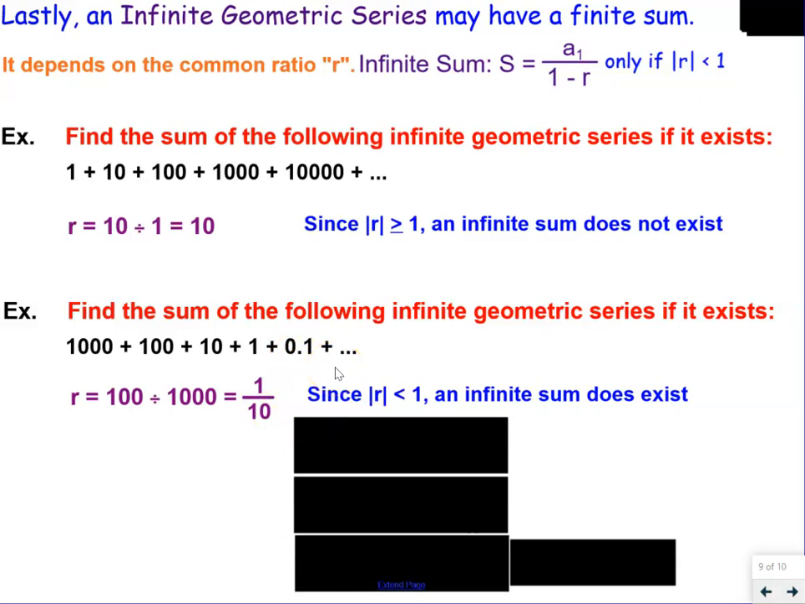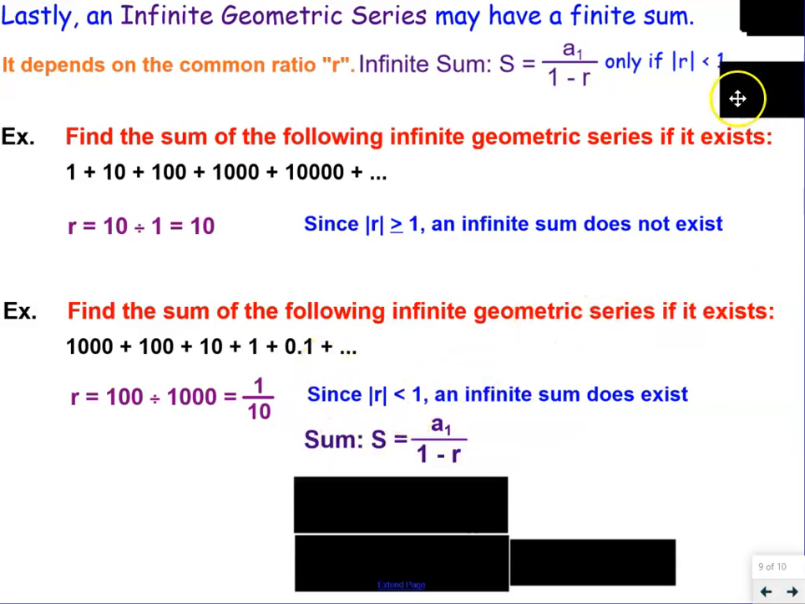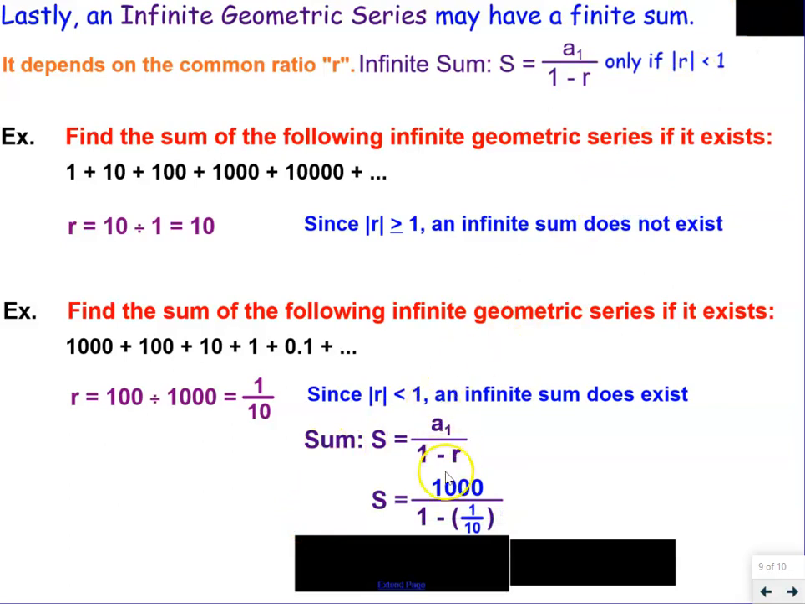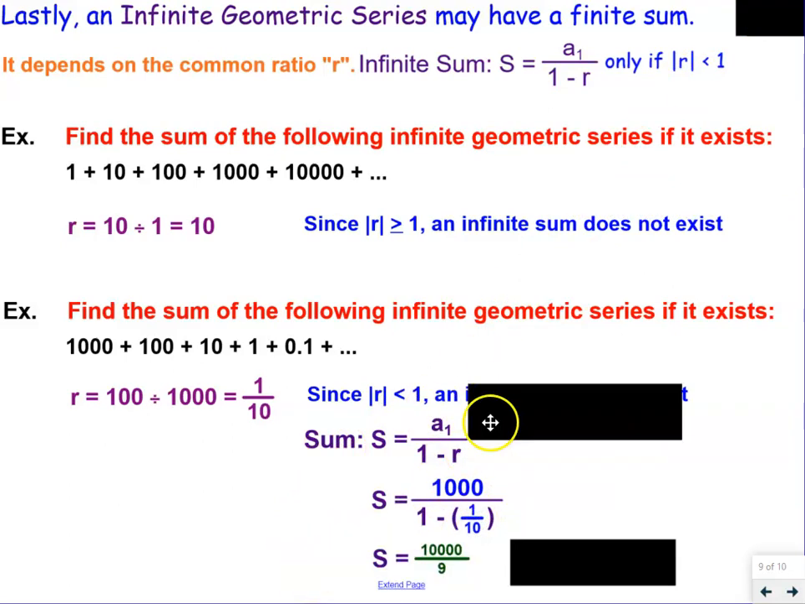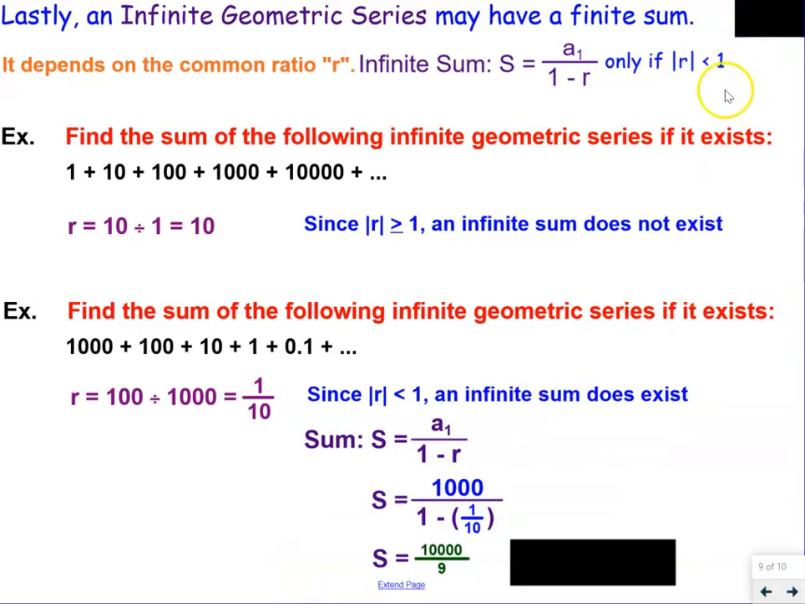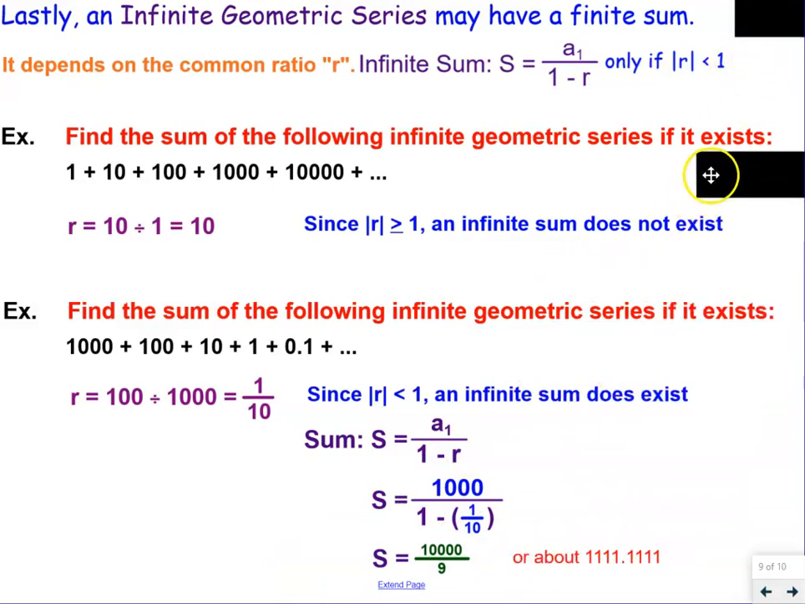It'll be negligible. So we use the formula. The first term is 1,000 over 1 minus R, which is 1 over 10. I type in the calculator, I get 10,000 over 9. If you're curious about the decimal, it'll be 1,111.1111. Because really, here's 1,000, then 1,100, then 1,110, 1,111, and then the decimal keeps going on. It will never get bigger.